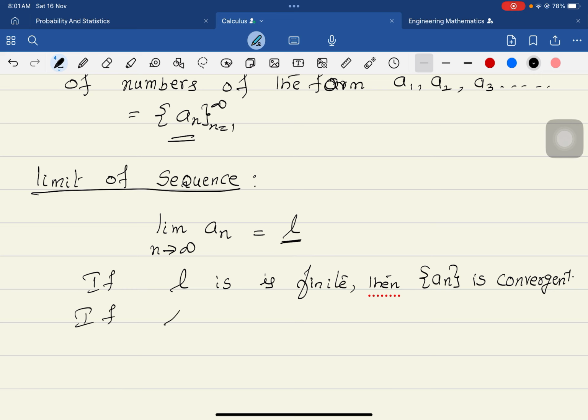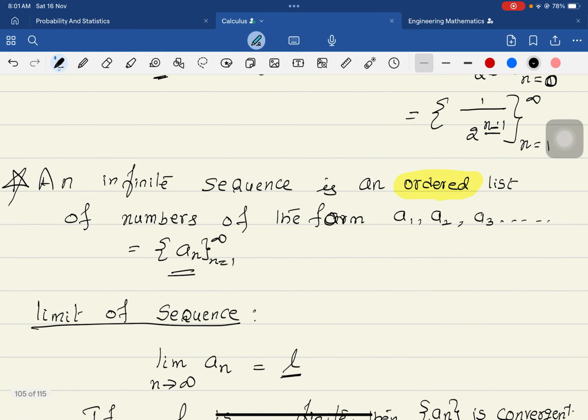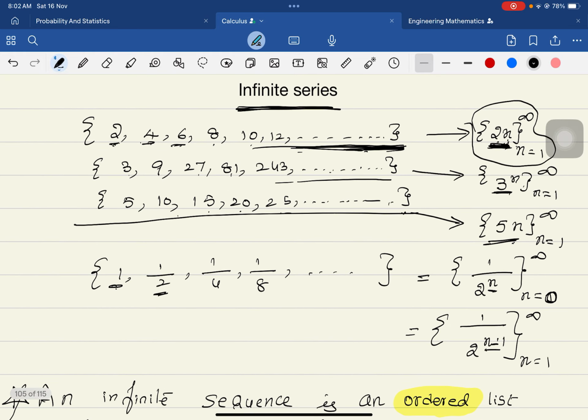If your limit L is infinite, suppose, then that means it is not going to converge, it goes to a bigger number. When n is going bigger, an is also going bigger, and that is what is called a divergent sequence. So now you may ask me, since the sequence consists of infinite numbers, definitely all of them go to infinity only. That is what your understanding may be, and it may be correct.